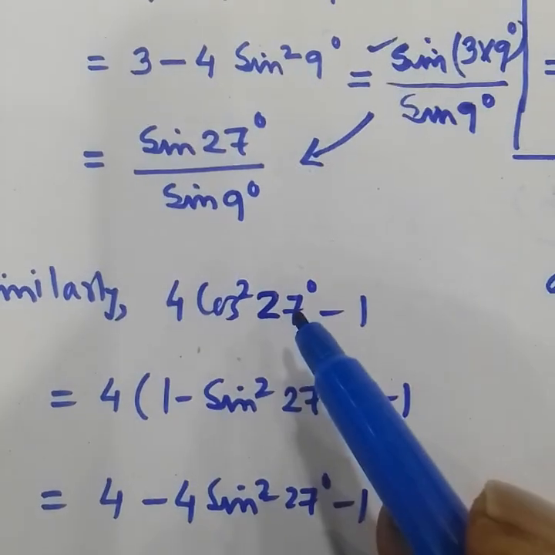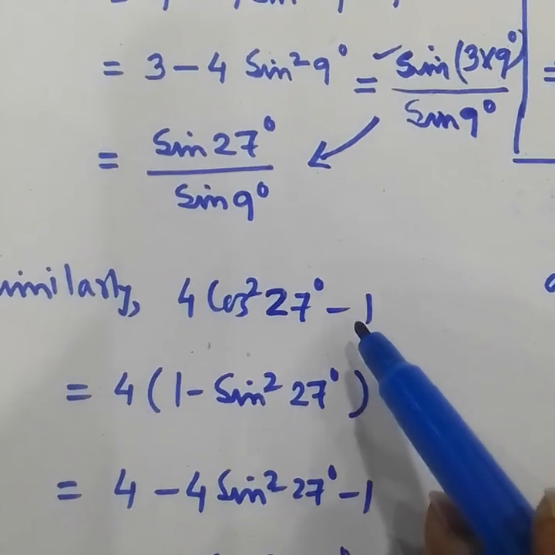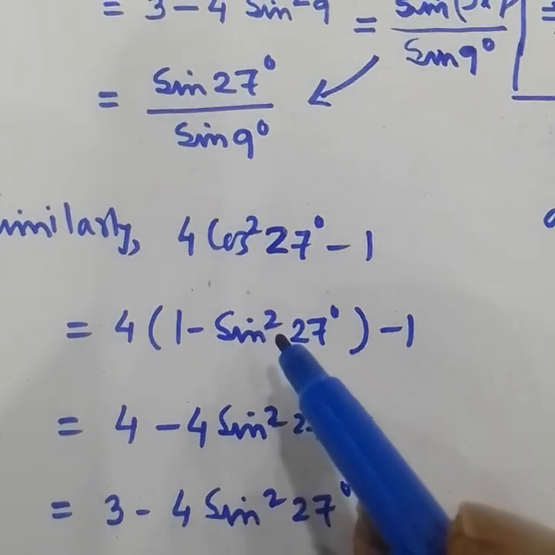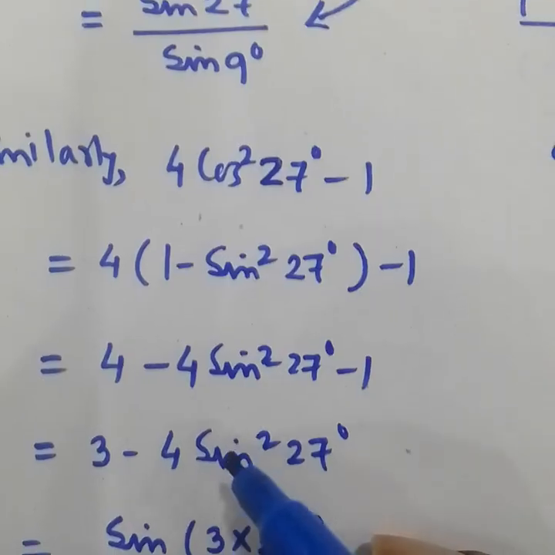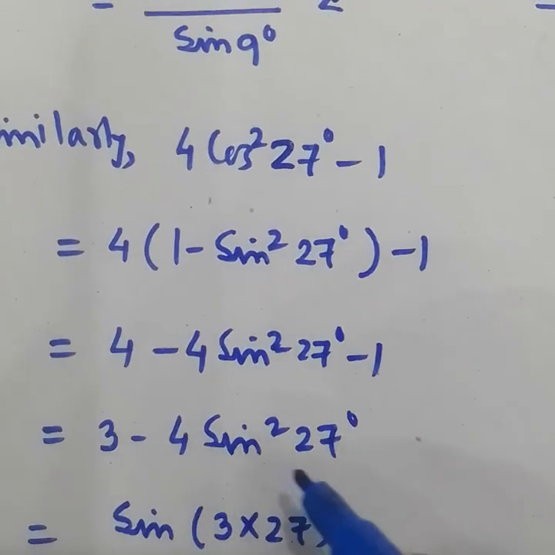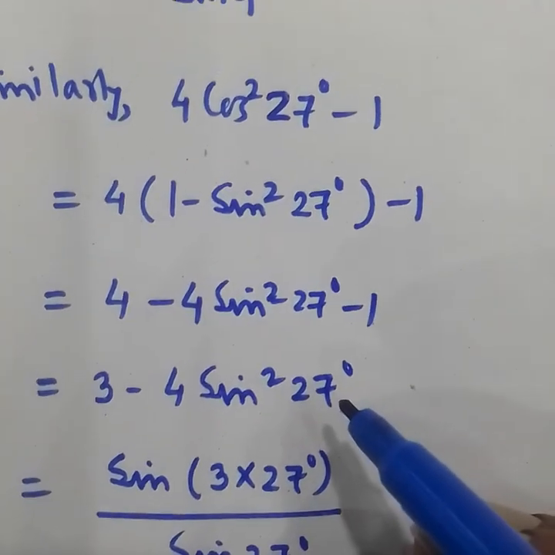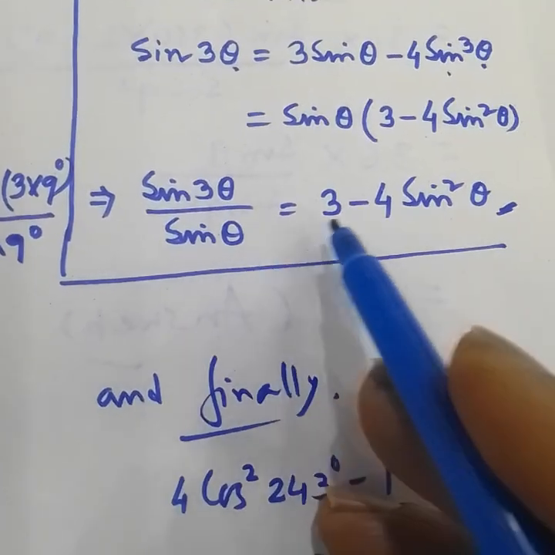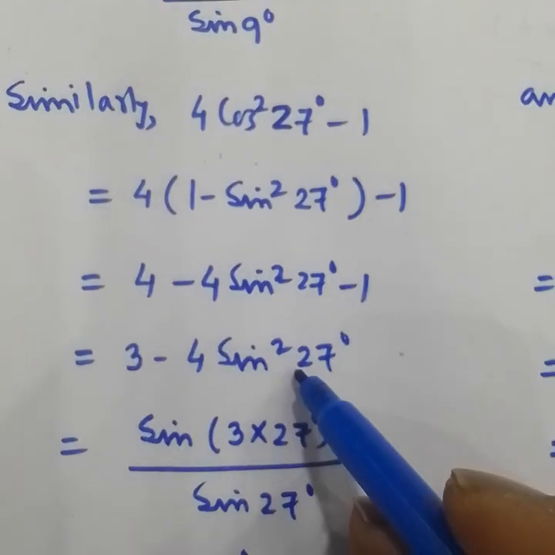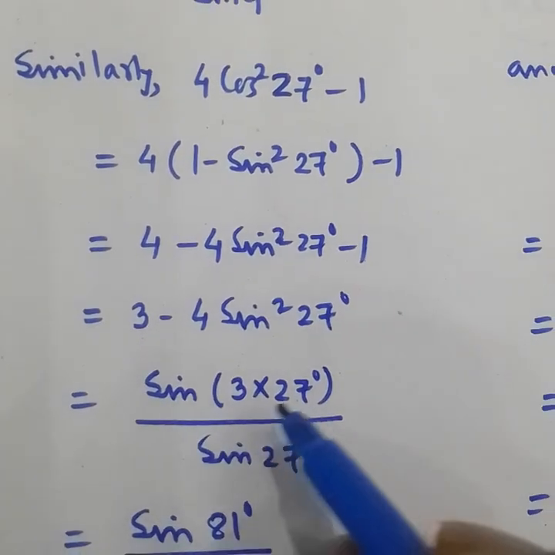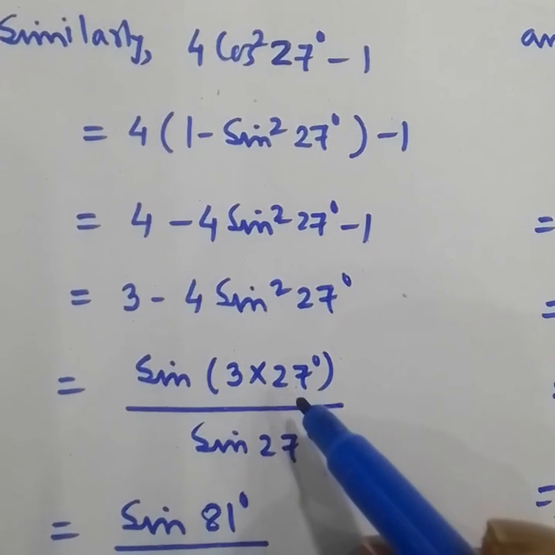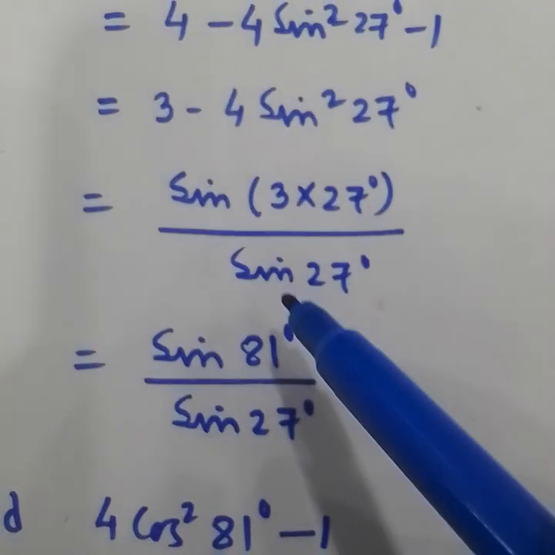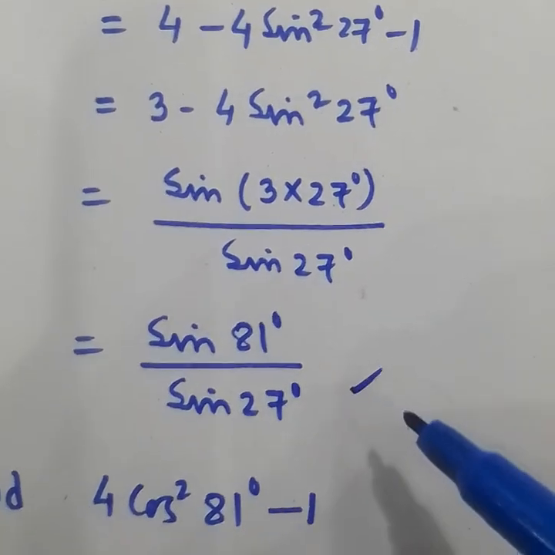from 4 cos square 27 degree minus 1, after simplifying in the previous manner, we will get 3 minus 4 sin square 27 degree. Using that formula, sin 3 theta by sin theta equals 3 minus 4 sin square theta, we get sin of 3 into 27 degree by sin 27 degree. It becomes sin 81 degree by sin 27 degree.